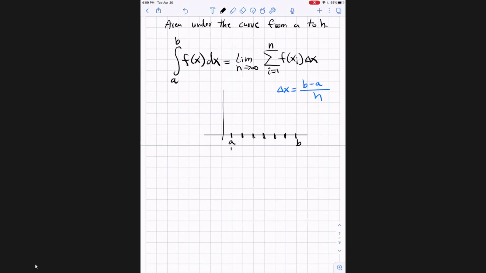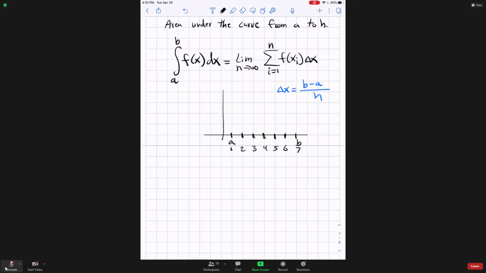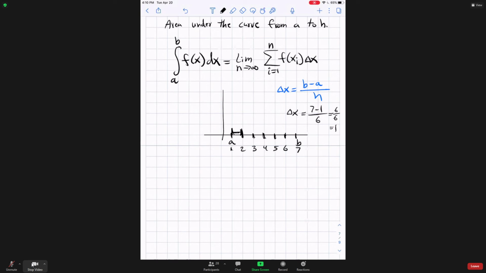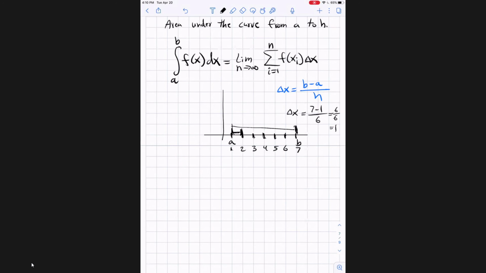So in this case, if this is 1, 2, 3, 4, 5, 6, 7, what would delta x be? Delta x would be 7 minus 1 over n, which is 6 here. So it would be 6 over 6, which would be 1. And that gives you delta x, which is the width of the rectangle. The formula to get the width is b minus a over n, which is the distance over the whole interval, 6, divided by what you want n to be. I wanted n to be 6, meaning I want to partition it into 6 rectangles, so it would be 6 over 6, which is 1.